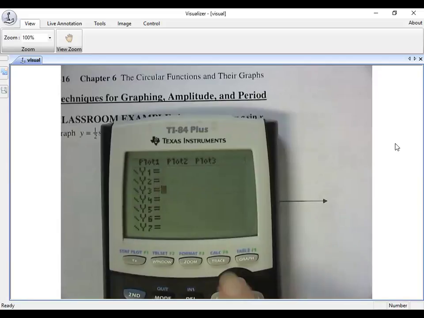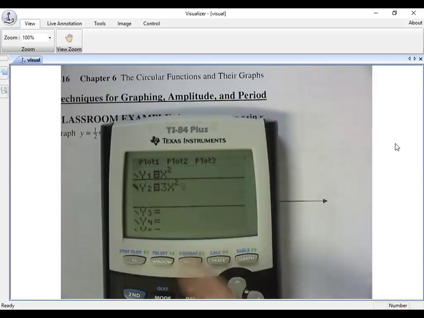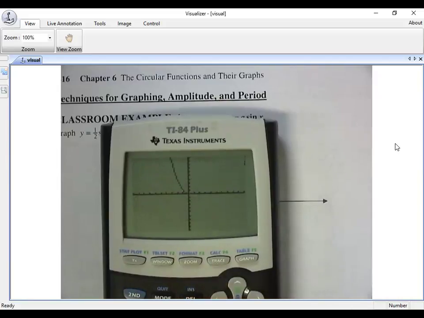Oh yeah, the second number was the vertical, and the first one was. So let's do it this way. We'll do x squared as the original. And then I'm going to make this one bold. And we'll see what happens if we make that a 3x squared. And I want to graph them at the same time. So there's the original. Here comes the bold. What did it do? Made it more narrow. It's called a vertical stretch.